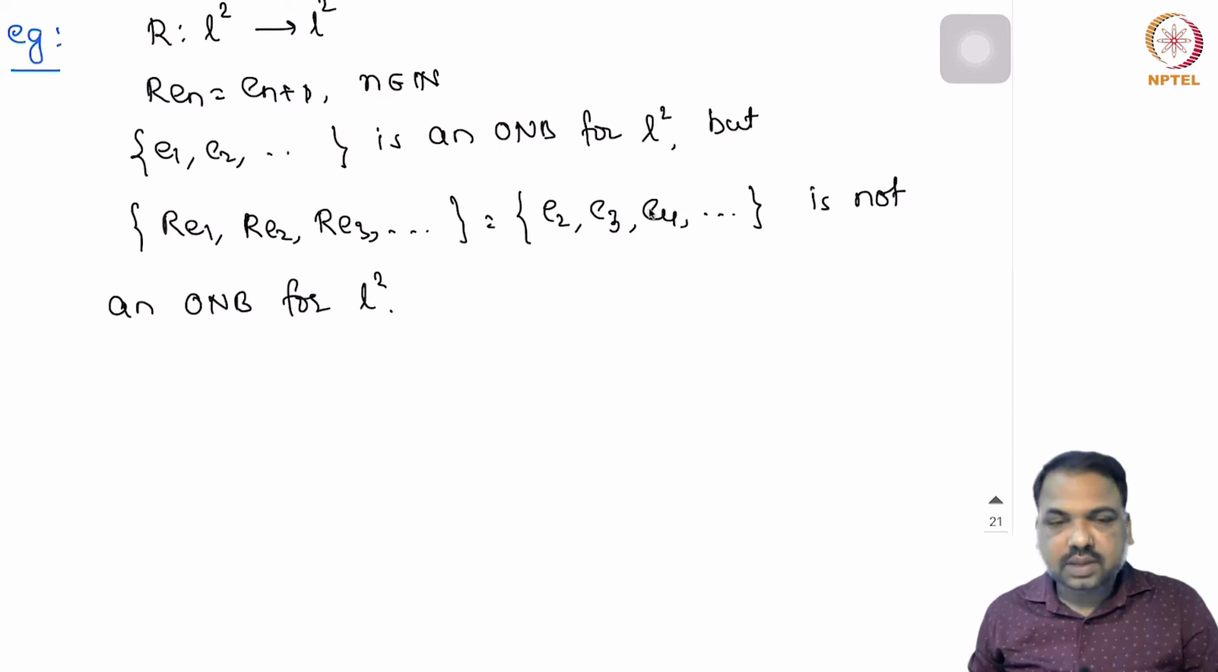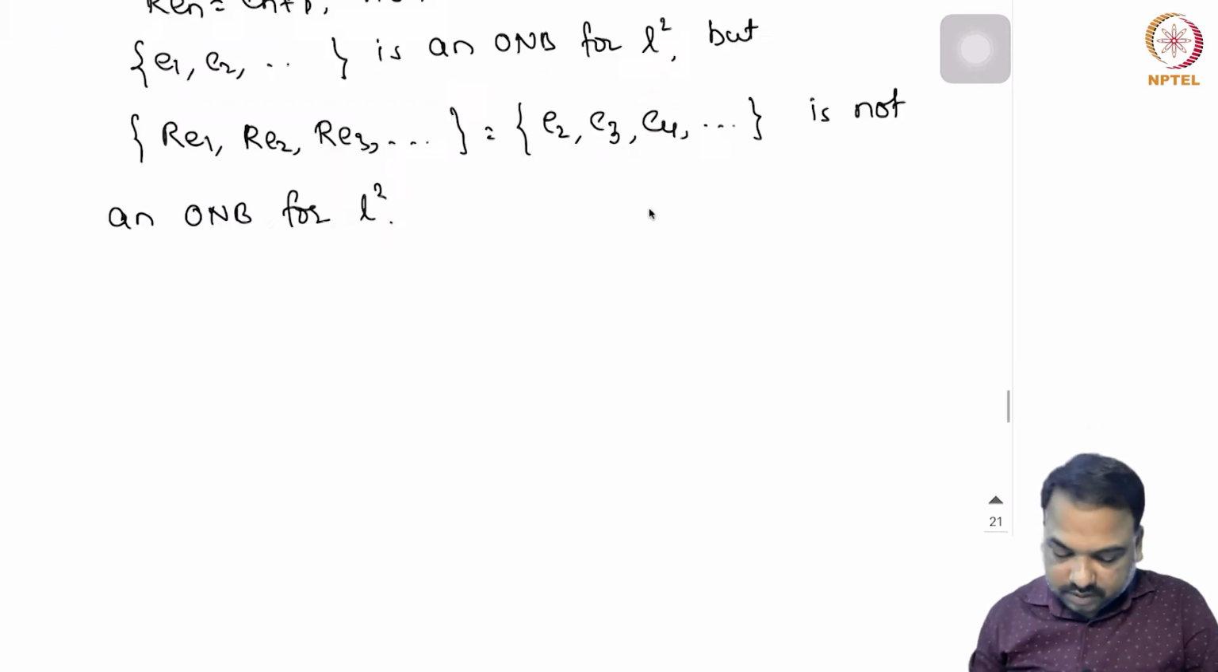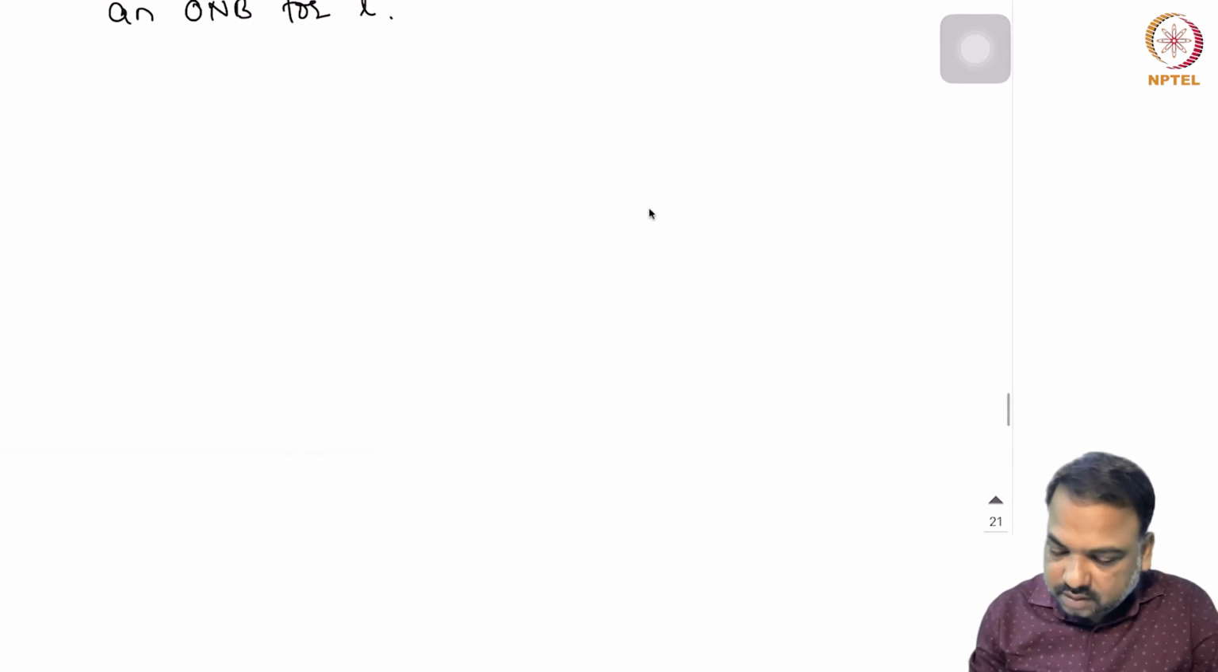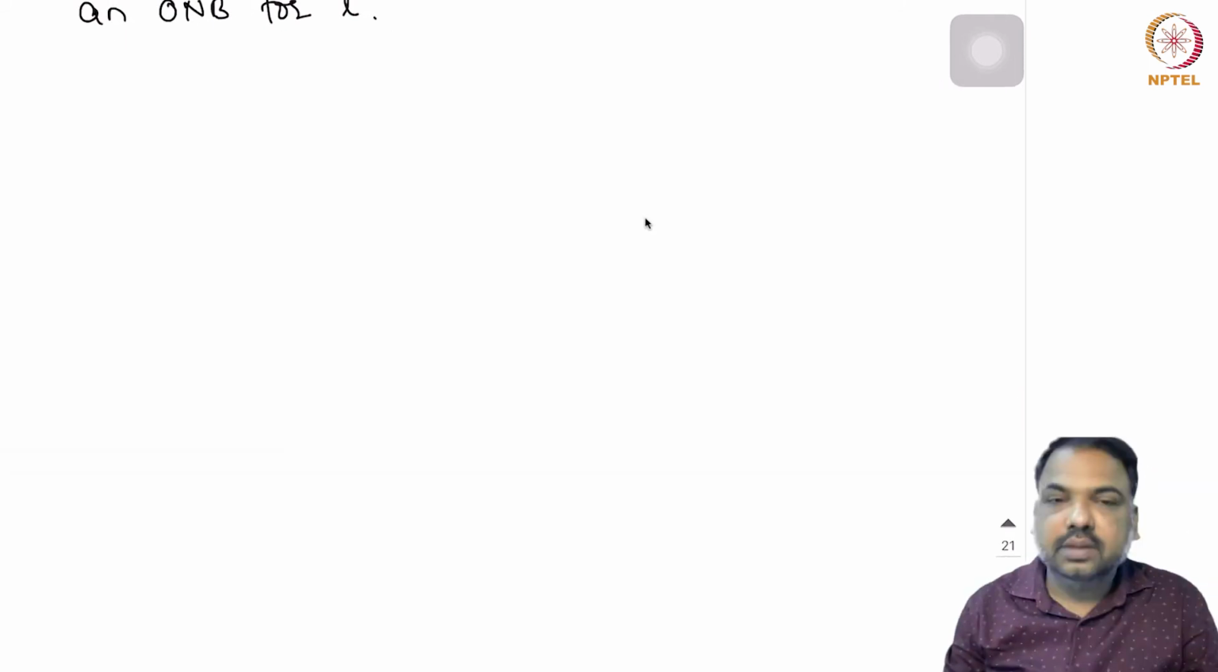But the best result we can achieve is that if T is an isometry, then it sends an orthonormal basis of the domain into an orthonormal basis of the range of the operator. In fact, this is an if and only if theorem.